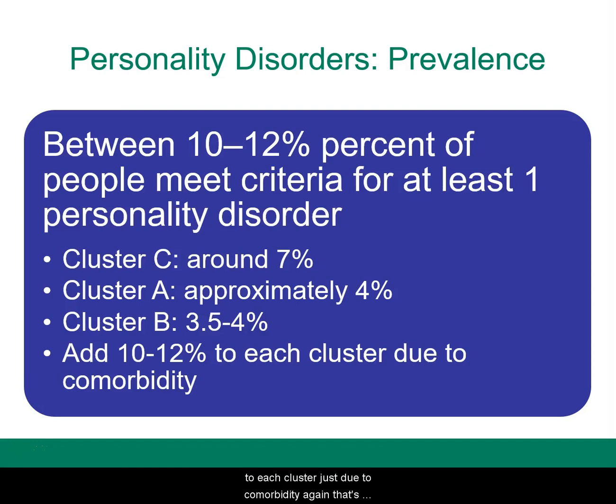Again, that's meaning that there are individuals with a personality disorder, but they share also another personality disorder. Okay, so it's comorbid. There's more than one disorder that these individuals are showing.